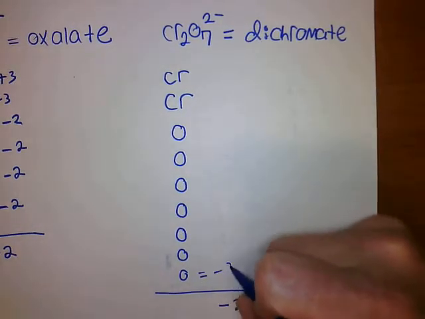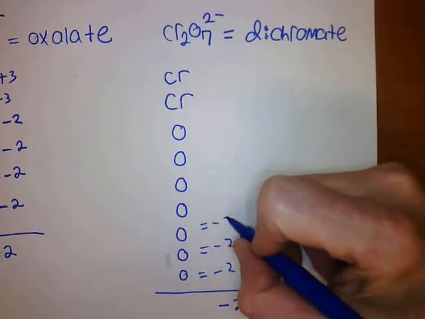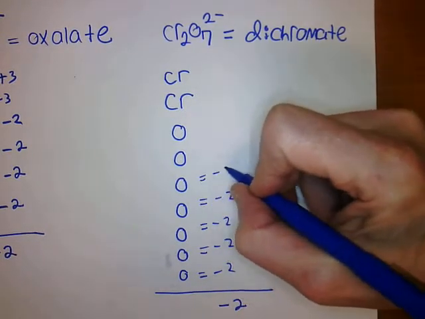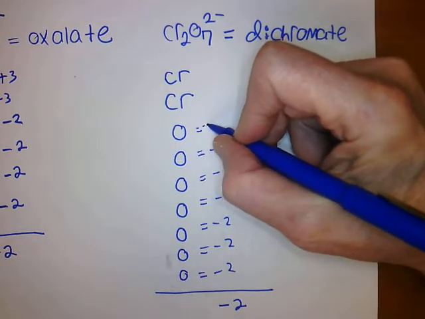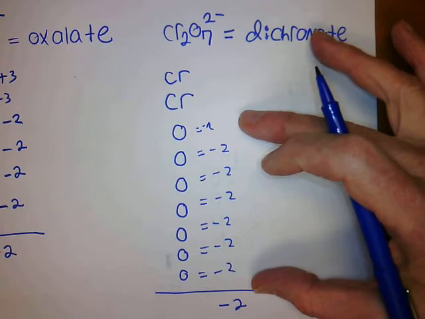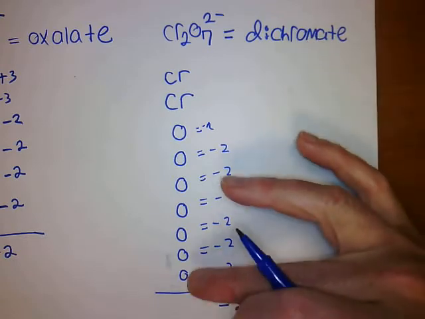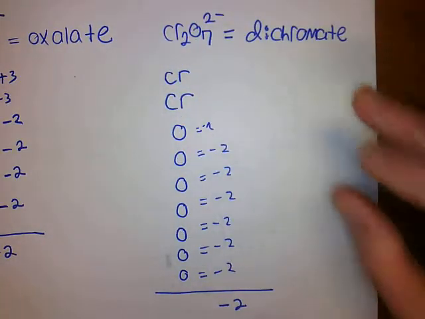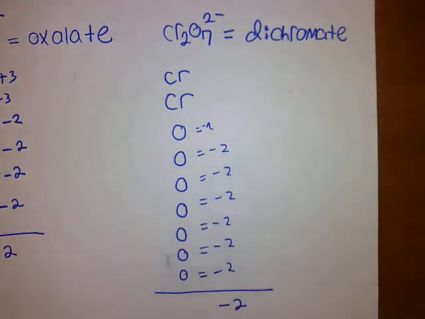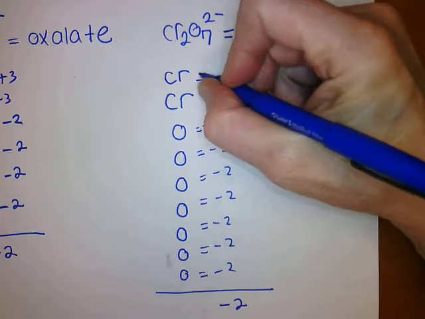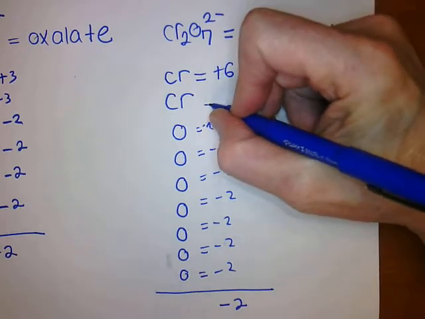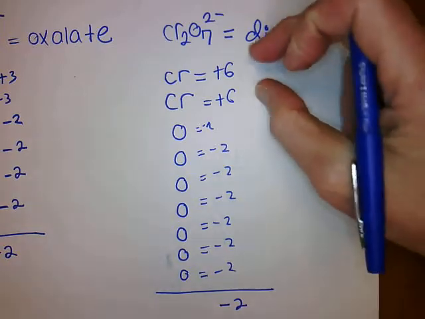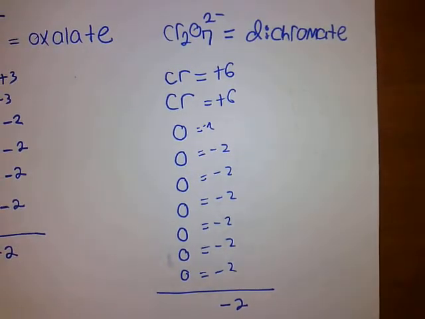So if each oxygen is -2, all this is going to add up to -14. So each chromium, the chromium is going to have 2 minus, so the 2 chromiums together are going to have to be +12, but there's 2 of them, so each chromium is +6. So +12 minus 14 makes the 2 minus charge. Okay?